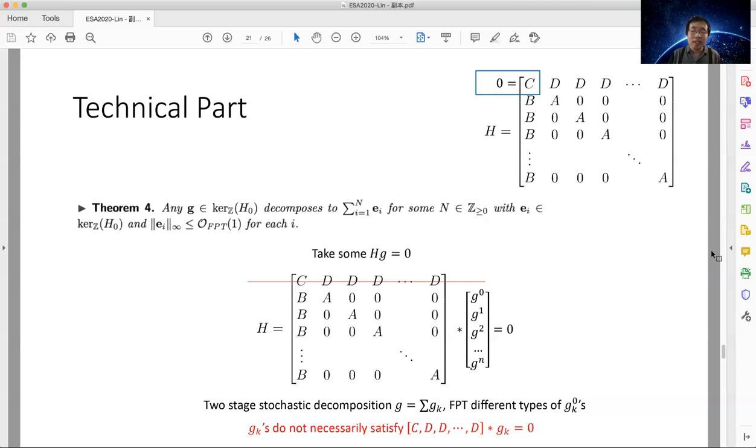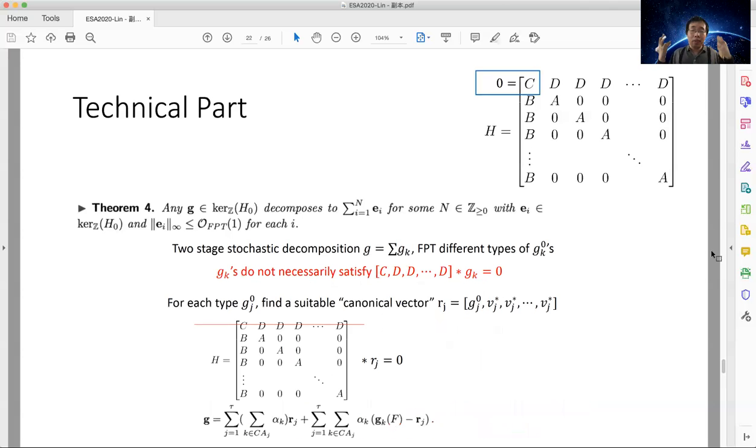And of course, these G of K do not necessarily satisfy the first set of constraints where you multiply by C, D, D, D, D, D, they do not necessarily go to 0. The very basic idea is that, individually they may not lead to 0, but if we merge part of them, maybe we get 0. And of course, the basic idea just follows like this.